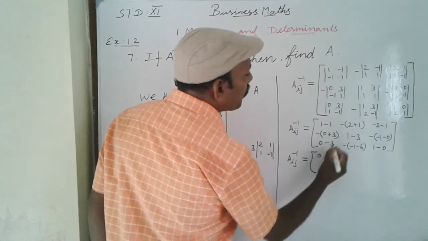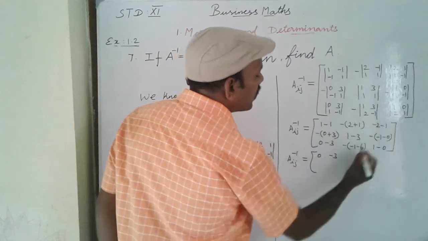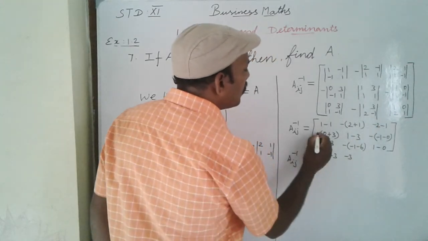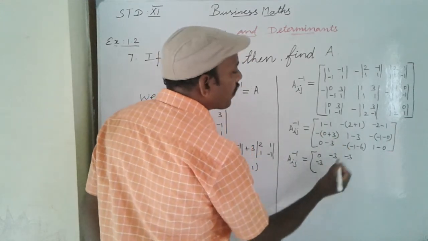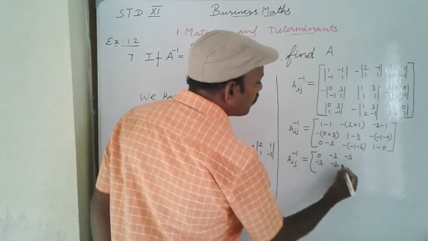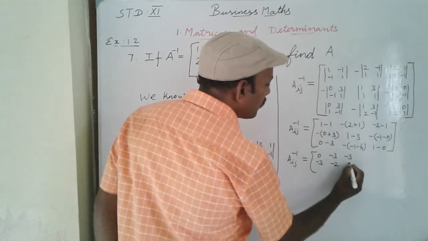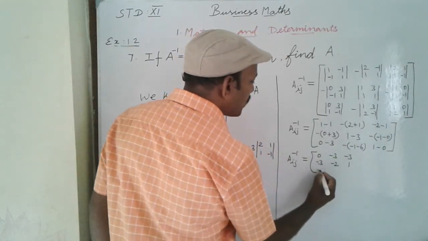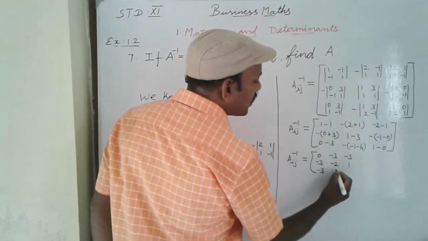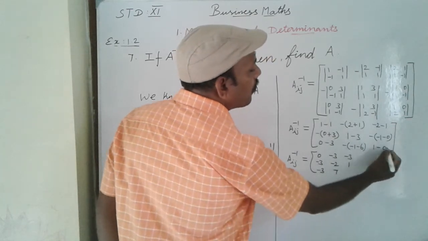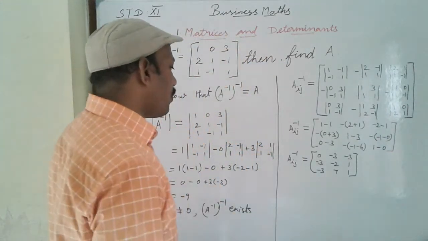1 minus 1 is 0, 2 plus 1 is 3, 3 into minus is minus 3. Minus 2 minus 1 is minus 3, minus 3. 0 plus 3 is 3, 3 into minus is minus 3, 1 minus 3 is minus 2. Minus 1 minus 0 is minus 1, minus into minus is plus 1, 0 minus 3 is minus 3. Minus 1 minus 6 is minus 7, minus 7 into minus is plus 7. 1 minus 0 is 1. This is the cofactor of A inverse.